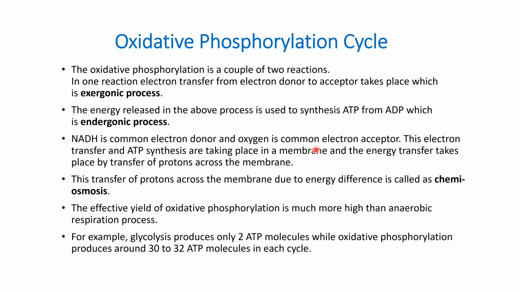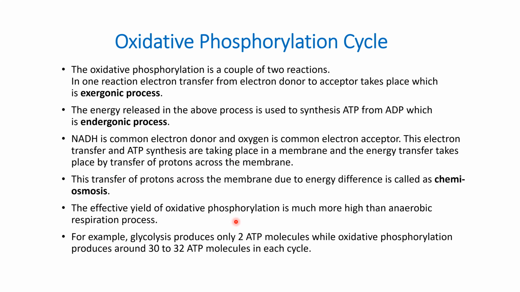This electron transfer and ATP synthesis take place in a membrane, and the energy transfer takes place by transfer of protons across the membrane. We have discussed in a previous slide that there is a concentration gradient established by the movement of protons from one side of the membrane to another, outer to inner or inner to outer. This gradient establishes the energy difference, and that is basically facilitating the synthesis of ATP. This transfer of protons across the membrane due to energy difference is called chemiosmosis.